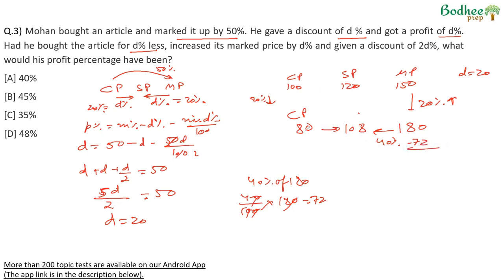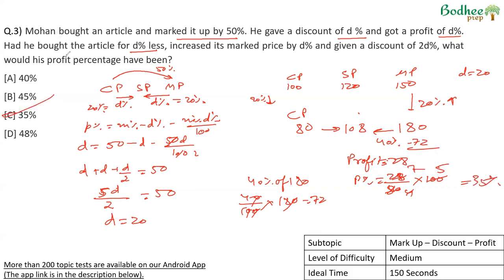We have to find the profit percent. Profit percent will be on 80 rupees. The profit is 28 rupees, 108 minus 80. So profit is 28. Cost price is 80. So profit percent will be 28 upon 80 into 100. 8 fives are 40, 4 sevens are 28. Profit percent will be 35%.